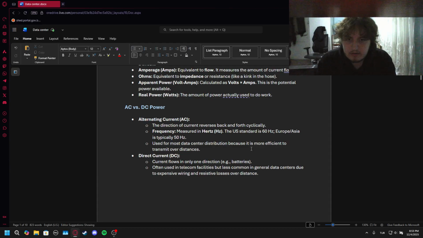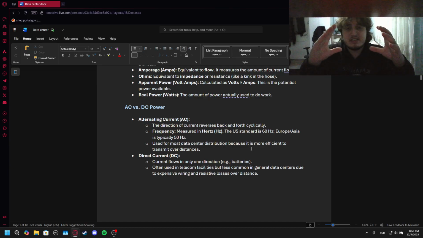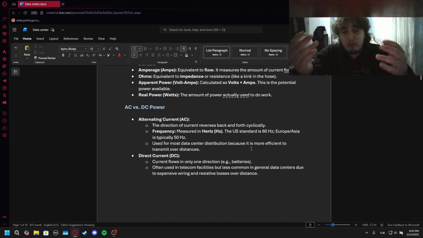Direct current flows in only one direction, like we talked about already. It's often used in telecom facilities, but less common in general, due to expanded wiring and resistive losses over distance. If it were a close distance, then sure, it could be feasible, but with how big a data center is, it's almost never feasible.